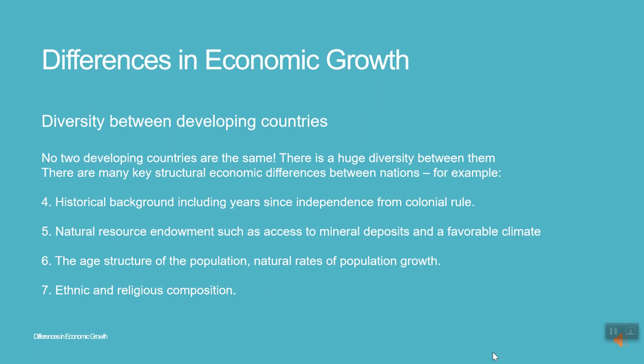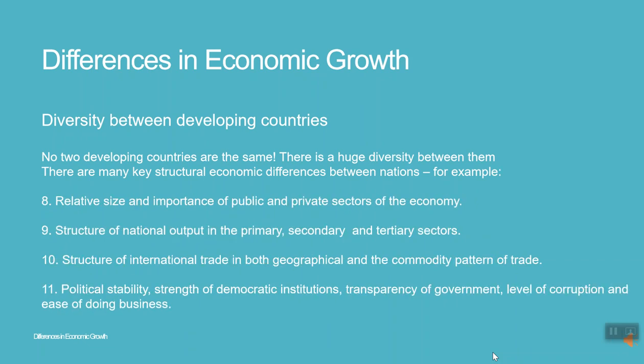4. Historical background including years since independence from colonial rule. 5. Natural resource endowments such as access to mineral deposits and a favorable climate. 6. The age structure of the population, natural rates of population growth. 7. Ethnic and religious composition. 8. Relative size and importance of public and private sectors of the economy. 9. Structure of national output in their primary, secondary and tertiary sectors.